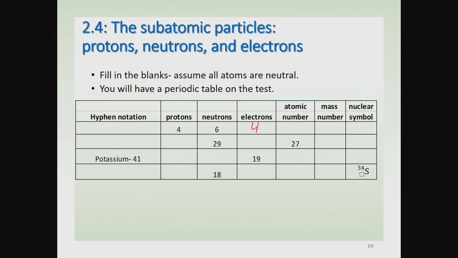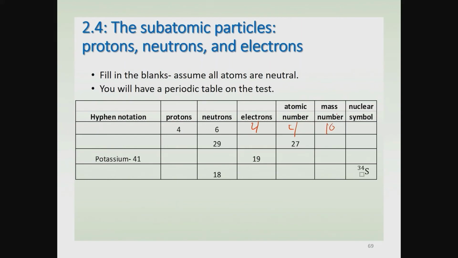Now, what is the atomic number? You remember that the atomic number is the same as the number of protons. So if we have an atom with 4 protons, its atomic number is 4. What is the mass number of this atom? It's simply the protons and the neutrons added up. So the mass number should be 10.